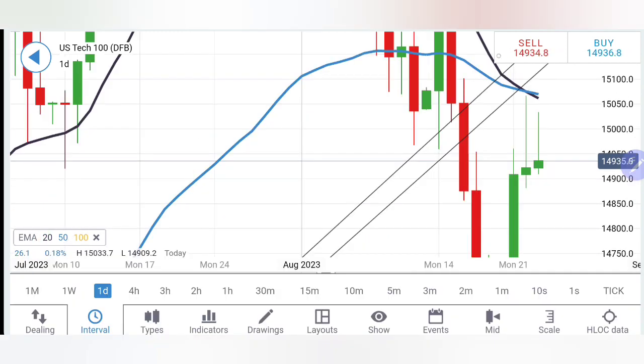Coming to the daily. Now remember, on the daily chart, so far what has happened, higher lows are seen, lower highs are seen. Remember, moving averages are crossing over here at around 15,070 levels.